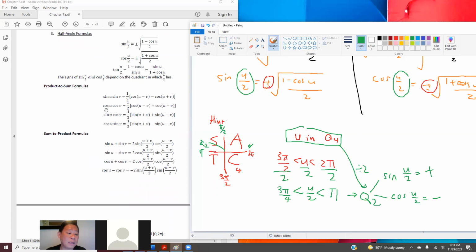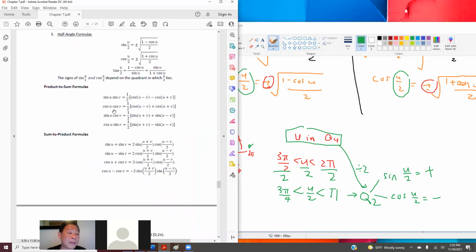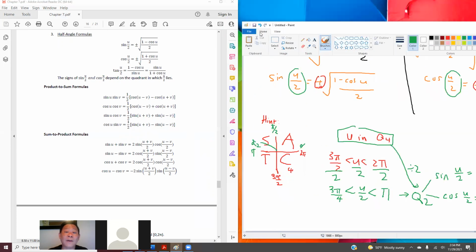And the last one is product to sum. Product to sum means you have two functions being multiplied, and you can write them as a sum, addition or subtraction. And sum to product is the other way: if you have two added or subtracted terms, you can write them as a multiplication. This is used a lot when you have questions that involve two different functions that are either multiplied or divided.